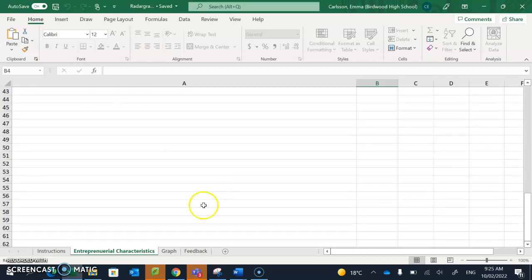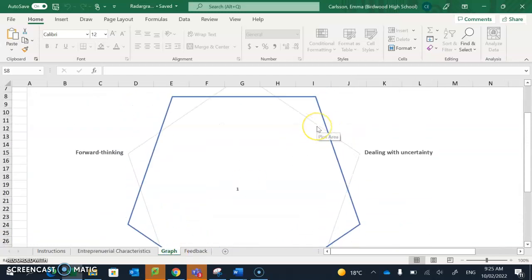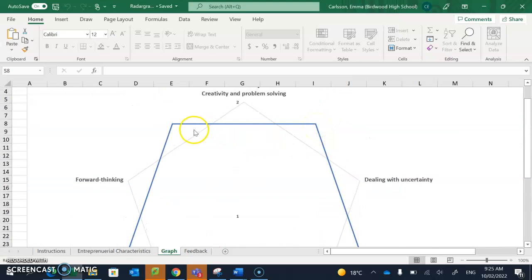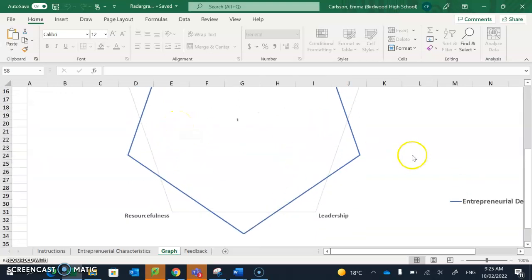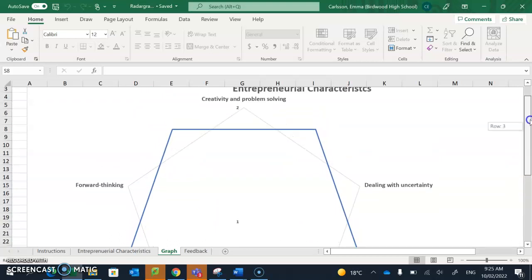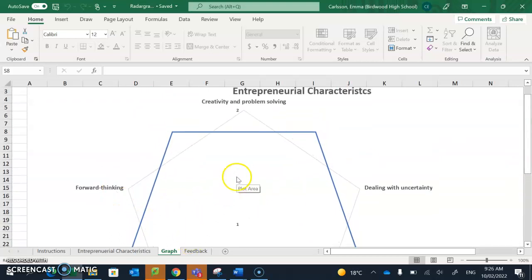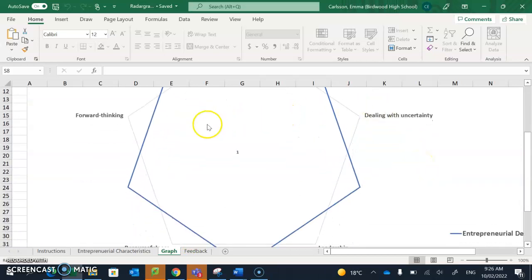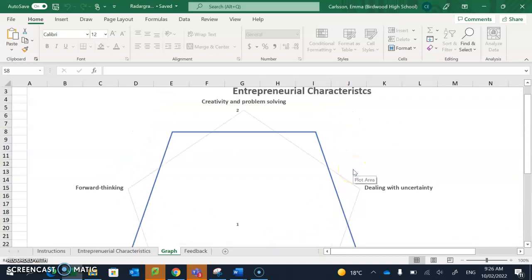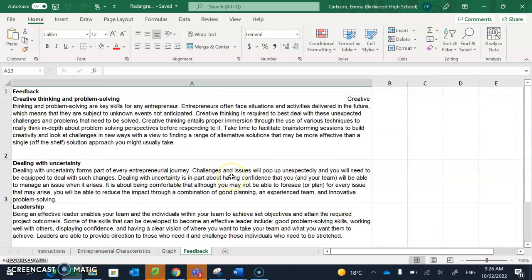Once you're done, it's going to give you a total score, and you're going to go to the graph, and basically it's going to pull out this pentagon. It shows which sides you lean toward. So maybe you're more of a forward thinker, maybe you're better at dealing with uncertainty. It'll make sense once you've done it. It'll change. This is just a fairly neutral person, but once you've completed the activity, it will pull to one side or to the sides that you're stronger in. If you're interested, there's more information about what these actually mean. So if you pull towards creative thinking and problem solving, this is what it means in the context of being an entrepreneur. Hope that makes sense, guys.